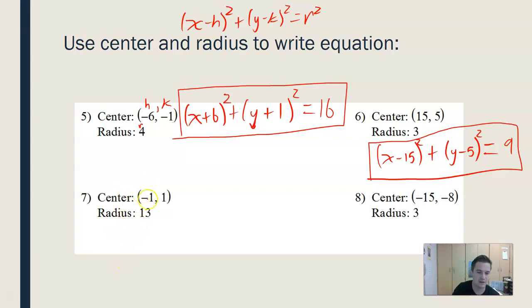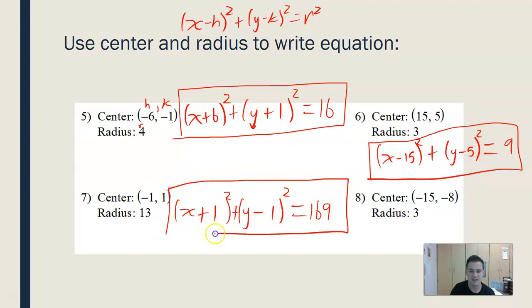Okay, down here for this circle, number 7, I'm going to have x in parentheses squared, y in parentheses squared, where my coordinates in here are going to be the opposite of the coordinates here. So I'm going to have x plus 1 and y minus 1. And over here on the right-hand side, I'm going to have r squared, or 13 squared, which is equal to 169. So that's the equation of this circle, centered at -1, 1, with a radius of 13.